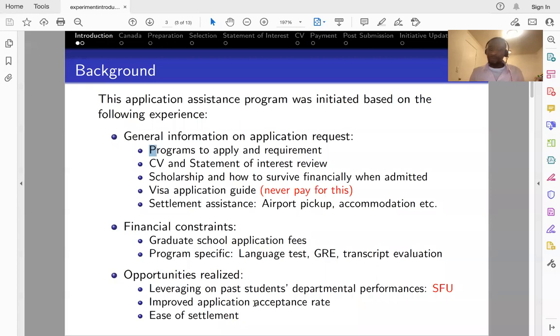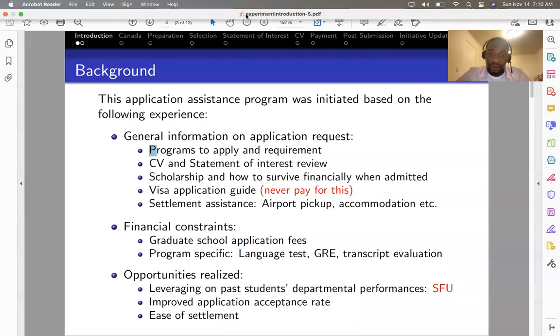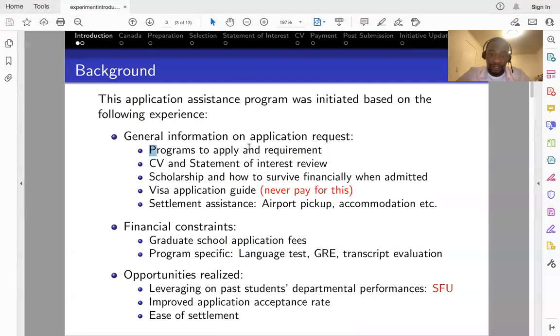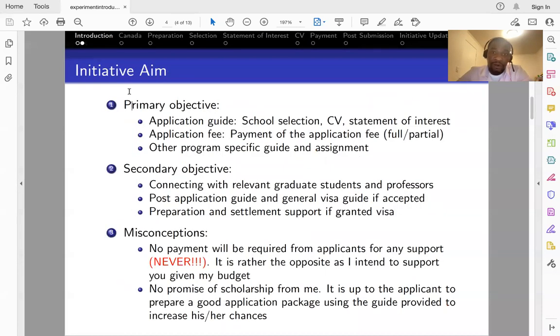So I would like to pause here briefly. If you do have any question, please let me know. If there are no questions, I'm happy to move on to the next slide. Shafiq, I think you can use the mic. So if there are any questions, just let me know. Okay. I believe there are no questions as of now. Okay, good. Then we can move on to the next slide, which is the aim of this program.